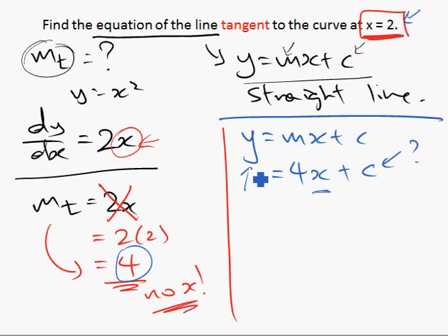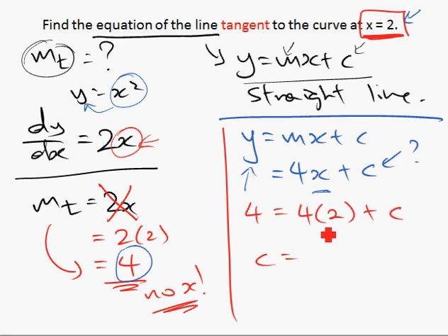Do I have a value of y? I don't have one. But I know that I can put x equals 2 inside here. If I put x equals 2 inside here, this gives me my y. See, y equals x squared. So if my x is 2, then y is 2 squared, which is 4. So y is 4, m is 4. What's my value of x? 2, plus c. So how do I find c?